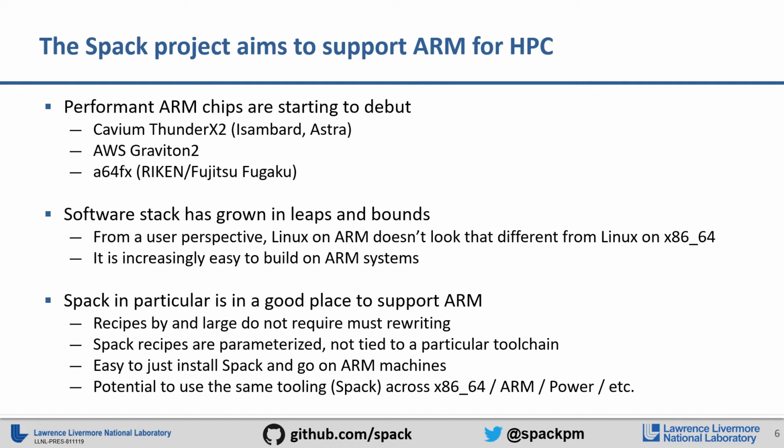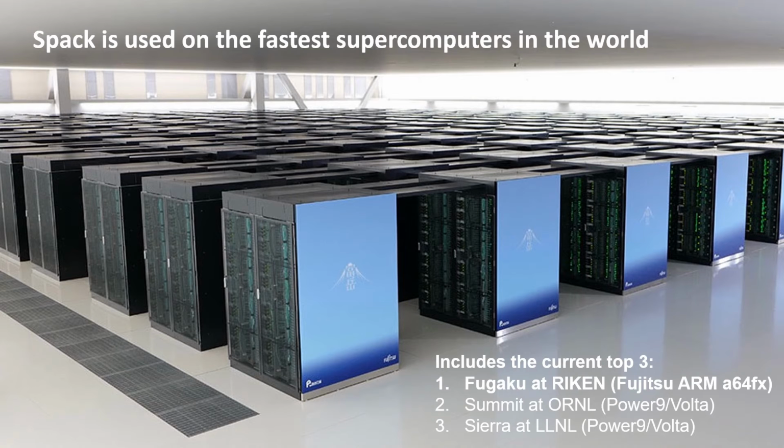So we hope that Spack serves as kind of a common tooling to enable you to try out new platforms, so that you can pick the architecture that gives you the best cost performance without worrying too much about resurrecting the whole software stack on a new system. Spack is in fact used on Fugaku. It's used on the top 3 systems in the world right now. So that's Fugaku at Riken, and then the Power 9 Volta systems at Oak Ridge and Livermore.